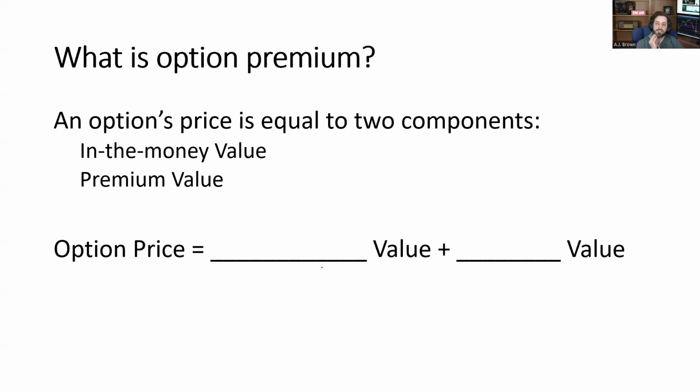I keep using the term option premium. So just know that whenever you look on the big board and you're watching an option price go up and down, that option price is composed of two components, one that's called in the money and one that's called the premium. In the money, if you're nerdy like me, you might call intrinsic value, and the premium you might call extrinsic value. Some people even call the premium time value.